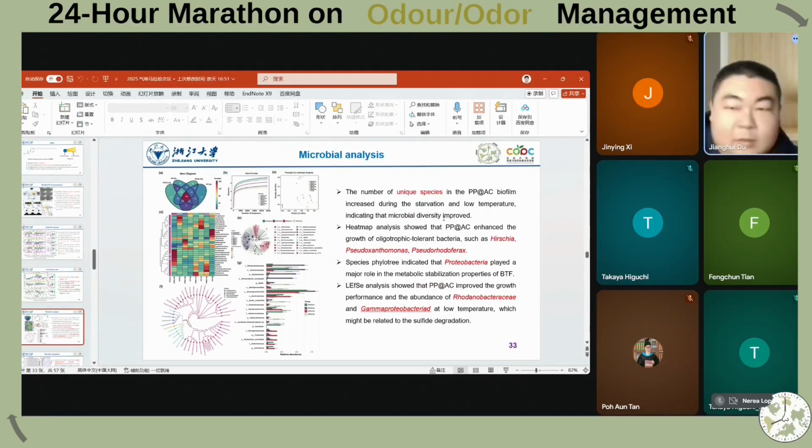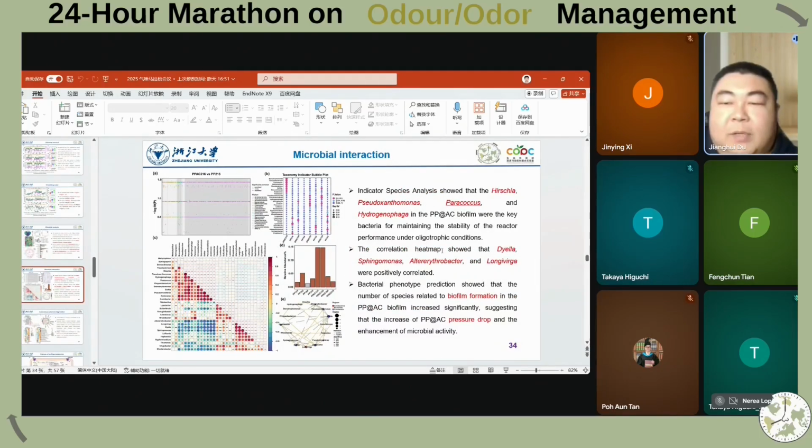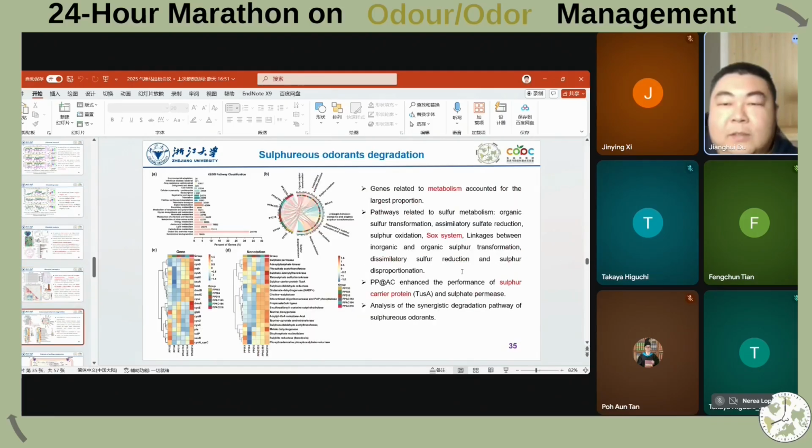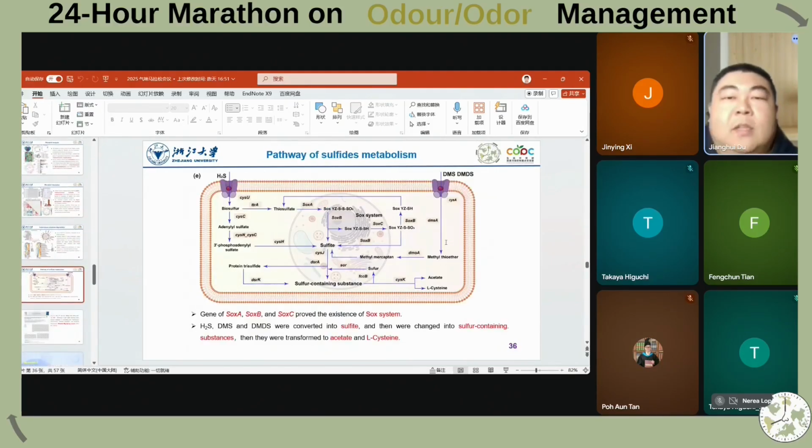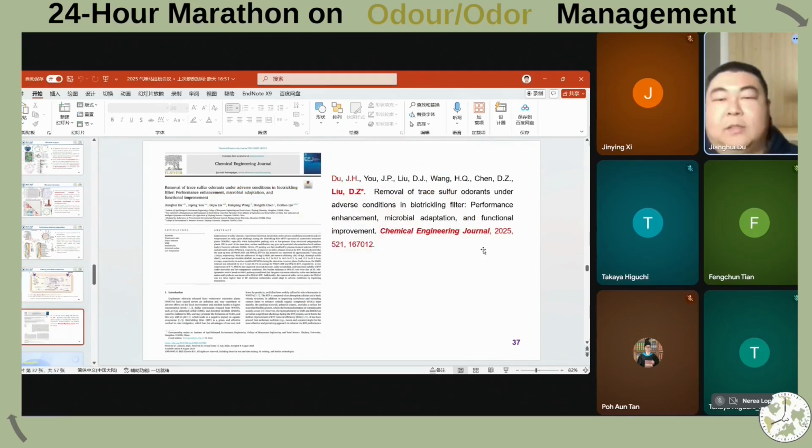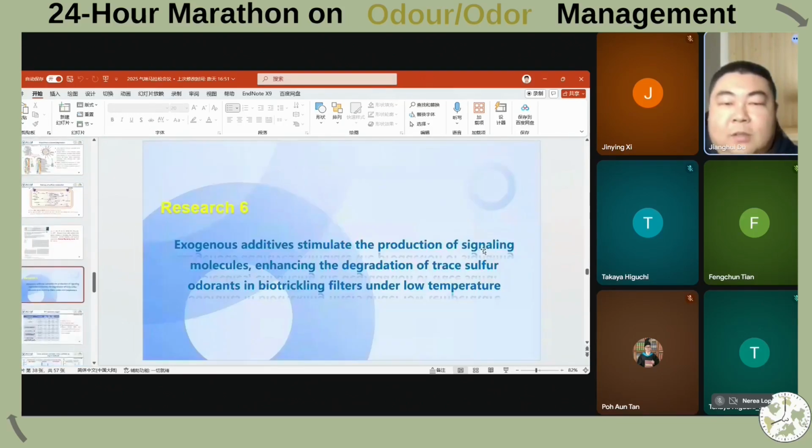The number of unique species in PP@PC biofilm increased during the starvation and low temperature. You can see microbial diversity improved. This is the correlation heat map. So these 4 different microbes positively correlated with genes related to metabolism, which occur for the largest portion. Here is the pathway of sulfur metabolism based on the KEGG annotation. This work was published in Chemical Engineering Journal.